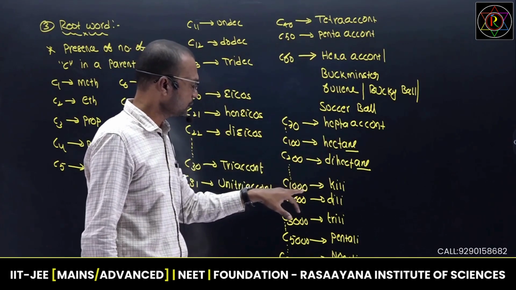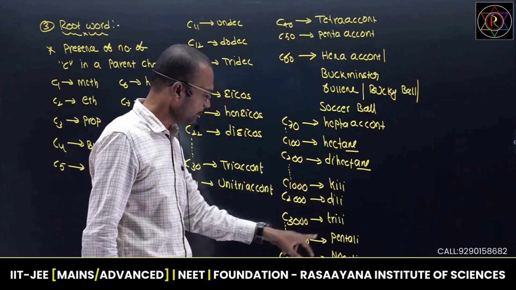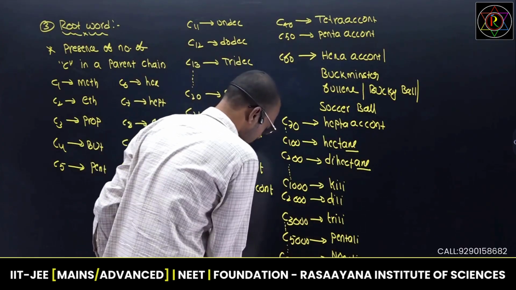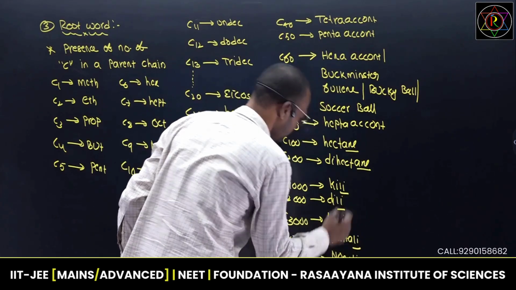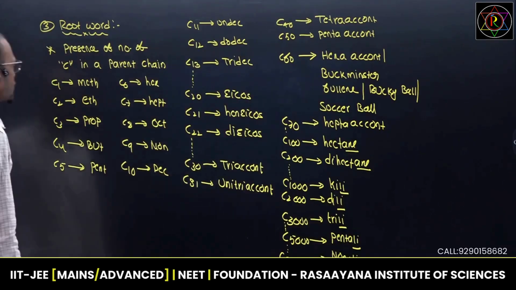200 is dihect. 1000 is kili. 2000 is dili, trili, pentali, up to 9000. 9000 is called nonali. Here every time the word ends with li. So that is about root word.